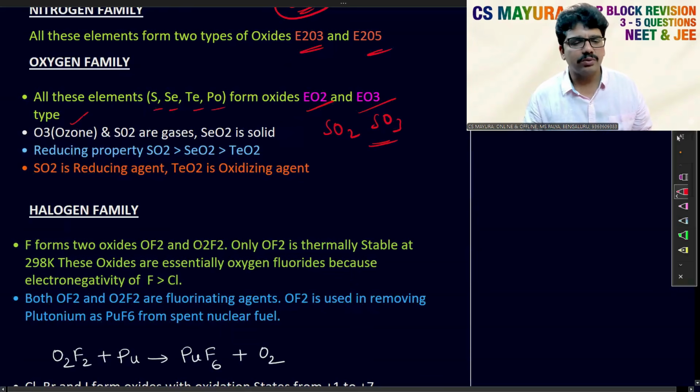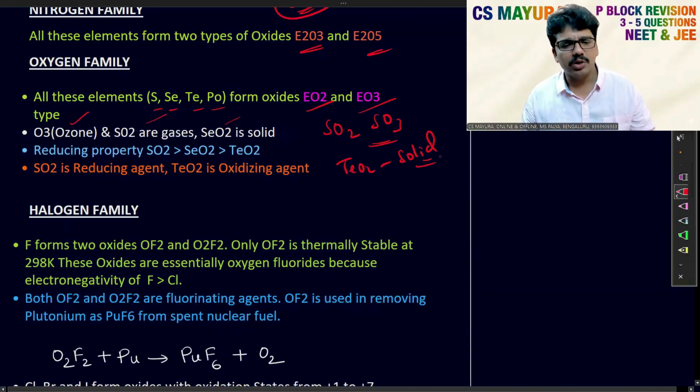Now, O3 is ozone, SO2 is a gas, and TeO2 is a solid. Now, among SO2, SeO2, TeO2, the reducing nature of SO2 is more than SeO2, and the reducing nature of SeO2 is more than TeO2. Simple example. So, why does SO2 have more reducing nature? I am taking SO2. Here, the sulfur oxidation state is +4.